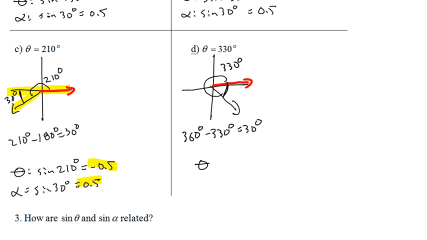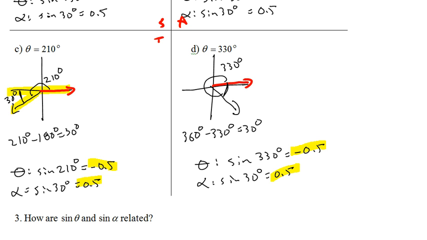So again, for theta, I get sine of 330 equals negative 0.5. And for alpha, again, I get the sine of 30 equals 0.5. So the sine of my reference angle and my angle in standard position are the same, except for all students take calculus, and these bottom two, sine, are negative. So that's why I have that.